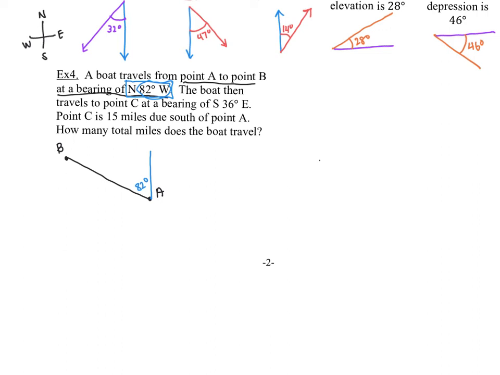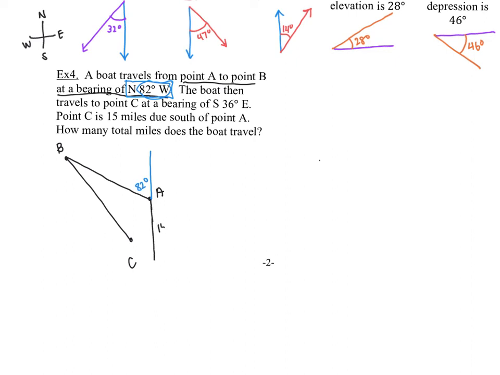Let's look next. Then the boat travels to point C at a bearing of south 36 degrees east. Let me sketch it, and then I'm going to erase it and fix it. So from point B, he goes to point C. Point C is southeast somewhere. So let me just say I put it here. This is wrong. Don't copy it. Now I'm going to keep reading. Point C is 15 miles due south of point A. So point C actually needs to be exactly 15 miles south.